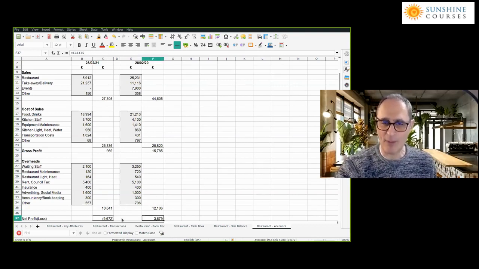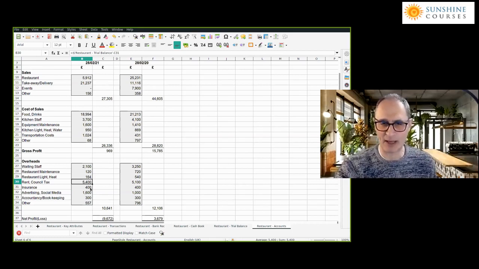But look, we've hemorrhaged money this month. We did make a profit last year of just £3,600. This year we made a huge loss. The value of these accounts is it helps us identify what's going wrong. Where have we made the loss? And the answer is, we have too many fixed costs. We need to do something about it.